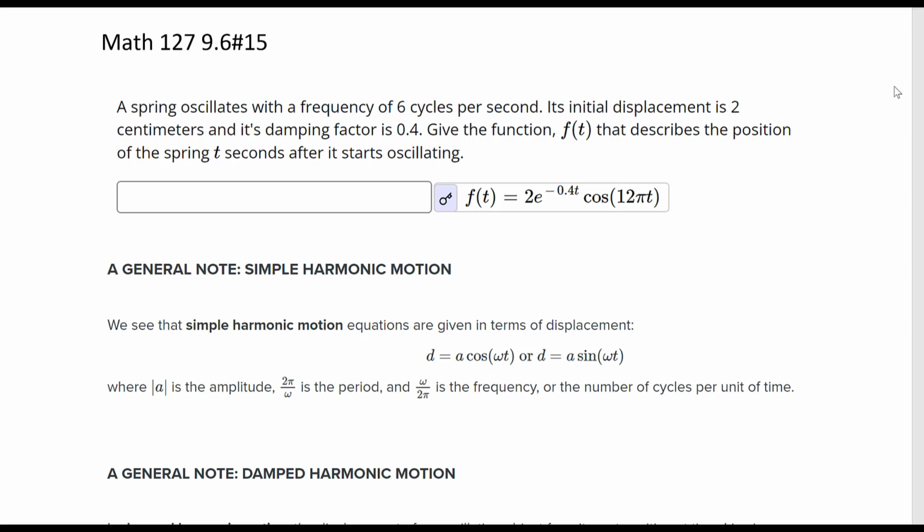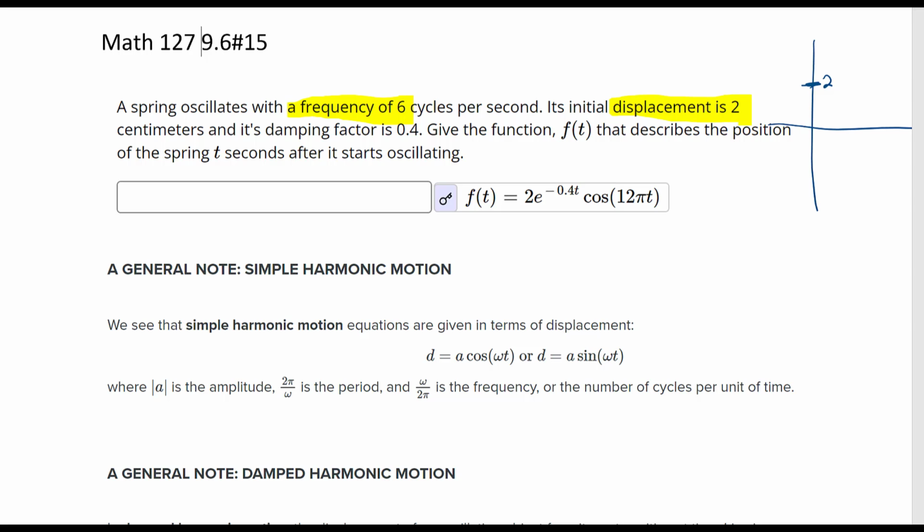So key terms here are frequency of 6 cycles. Its initial displacement is also key in telling us if it's going to be a sine or cosine function. So it's displaced 2 centimeters. So that means it's going to be up. So let's say this is a 2. It's going to be up here to start.